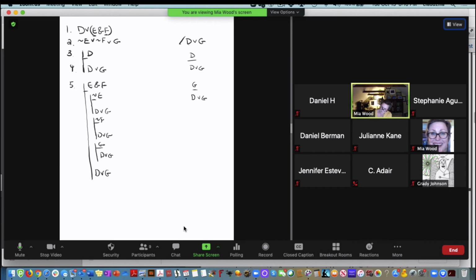Right? So does it make sense that for each of our sequences, we end with the sentence D or G? Now, I'm going to go back and color code. You're going to tell me if the color coding helps or not.